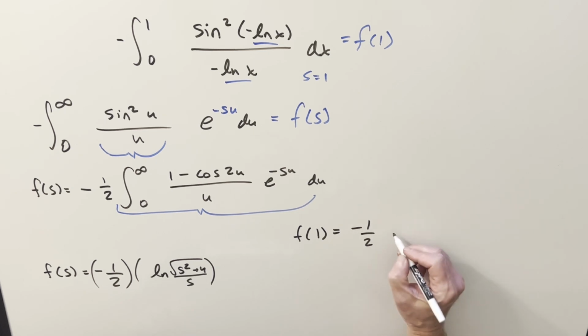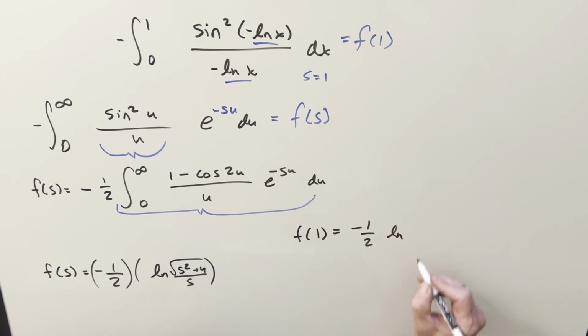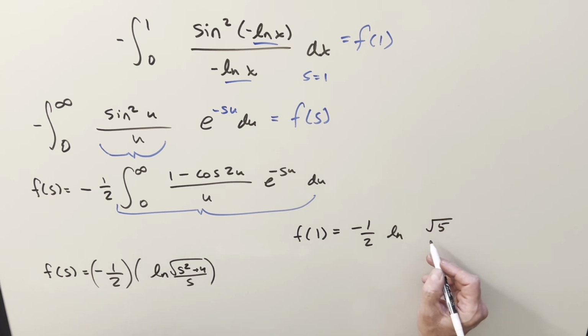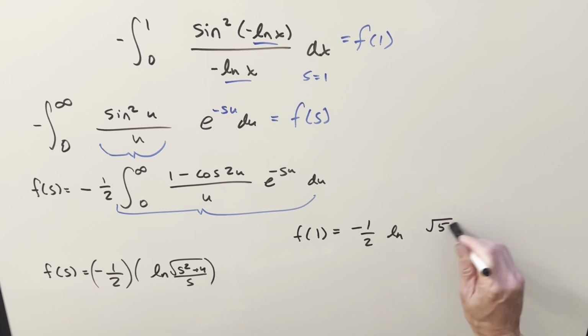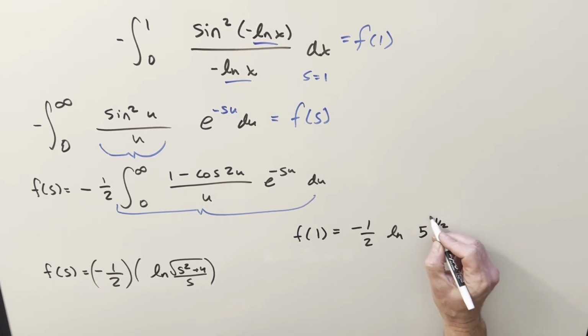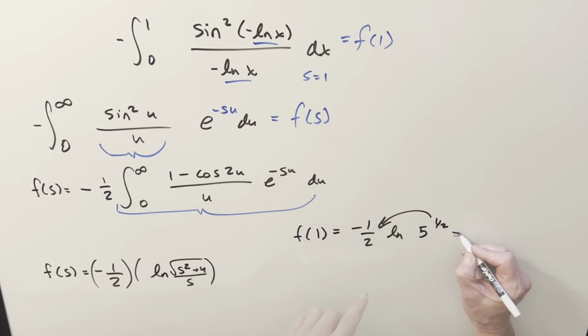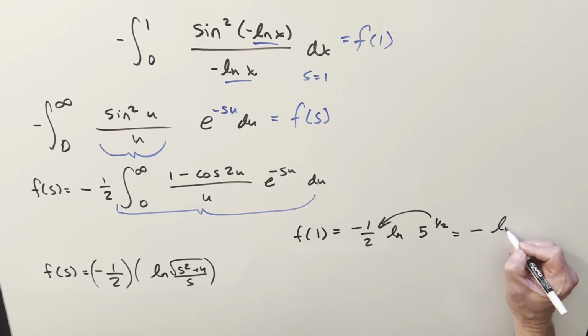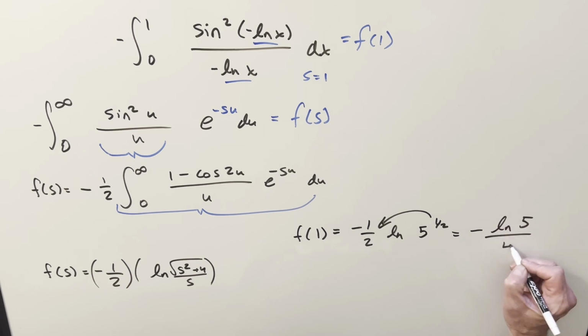So we have minus 1/2 natural log. Plugging in 1 here, this is going to become square root of 5, and then this is just a 1 in the denominator, so that's nothing. We could leave it, but for square root of 5, let's write that as 5 to the 1/2. Then I can take this out with log properties and multiply it times this half. So for my final solution, we just get minus natural log of 5 over 4, and that's it.